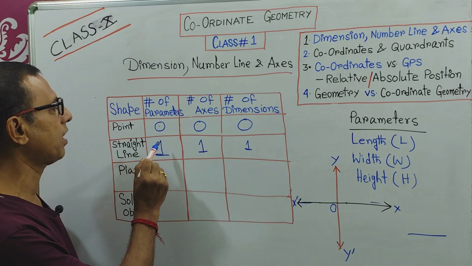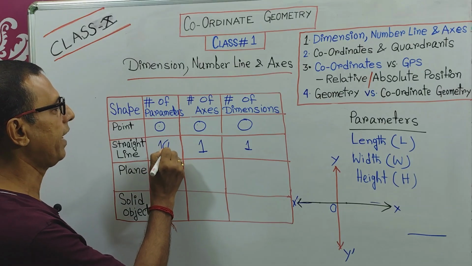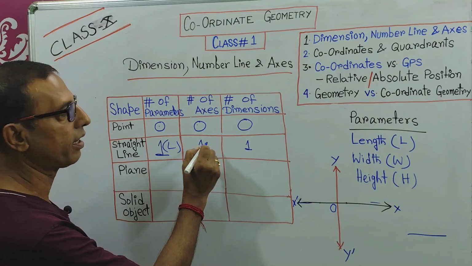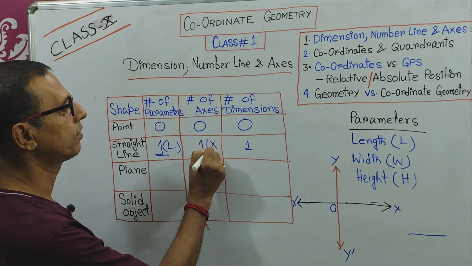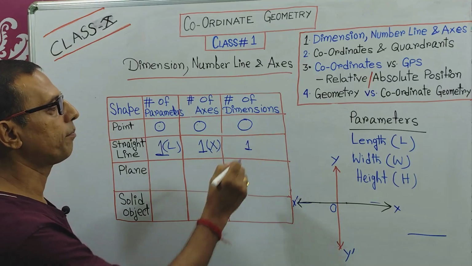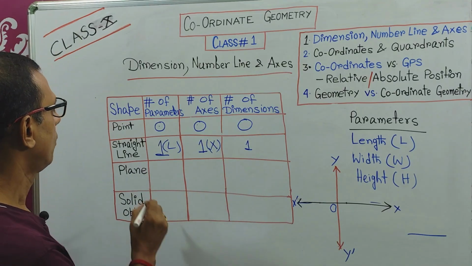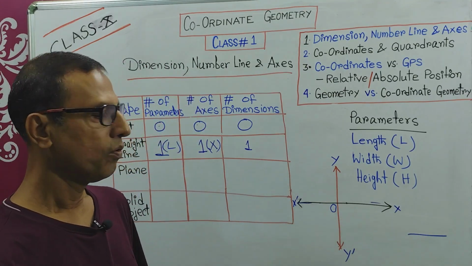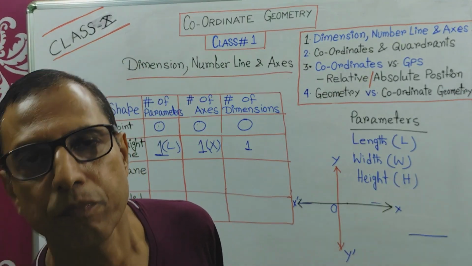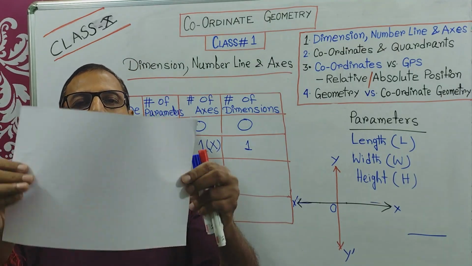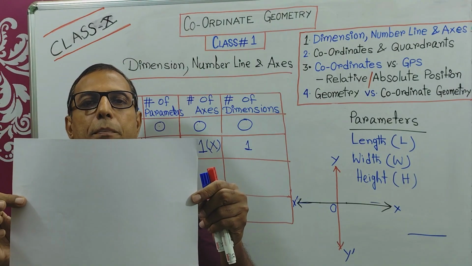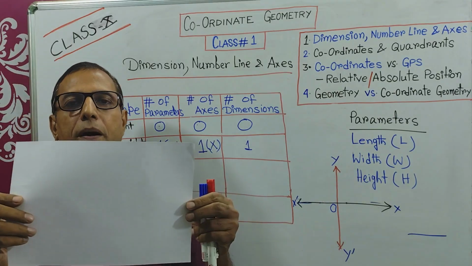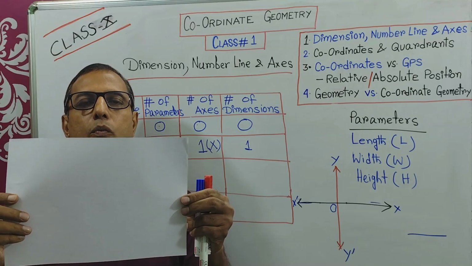Here also for a straight line, the number of parameters is 1, that is length L. The number of axes is also only the number line, that is along the x-axis, right? Along the x-axis, and the number of dimensions is 1. Now for a plane, let's assume, what is a plane? A plane is a simple paper. Paper has length and width, 2 parameters.